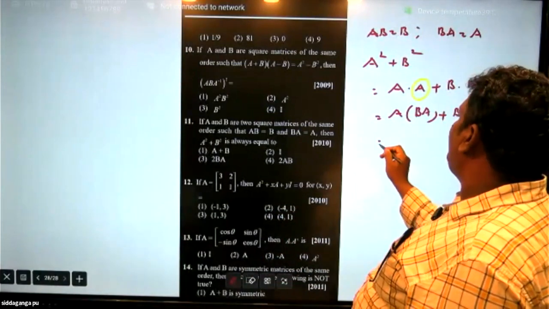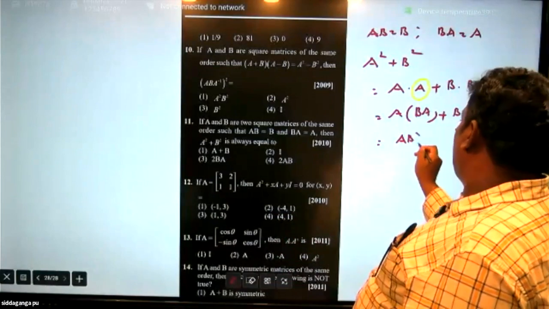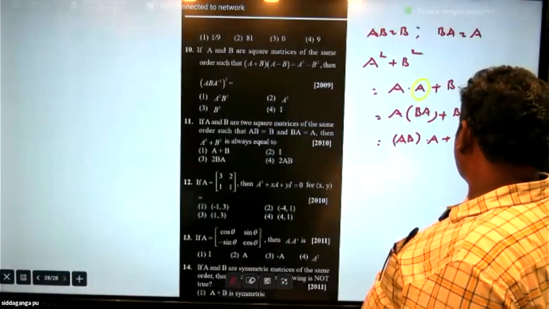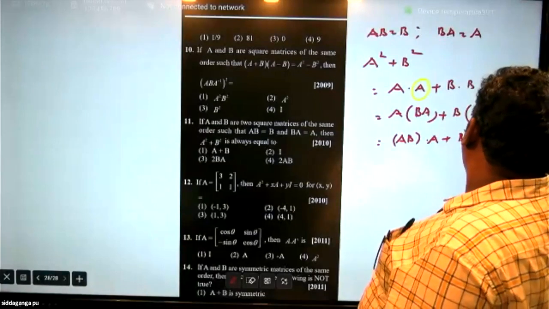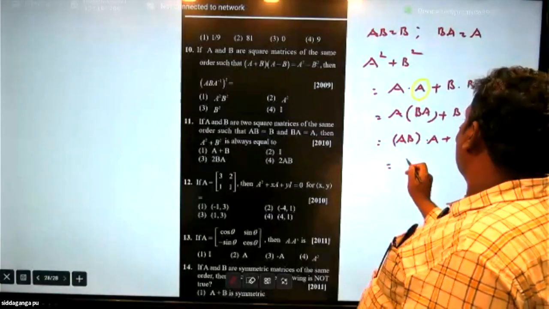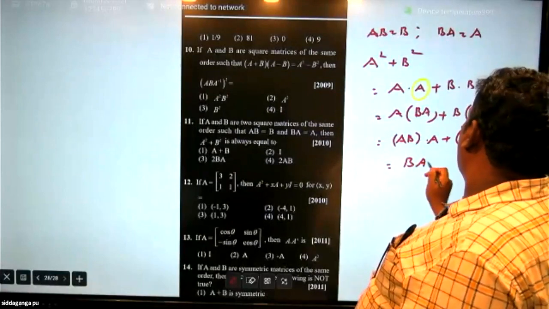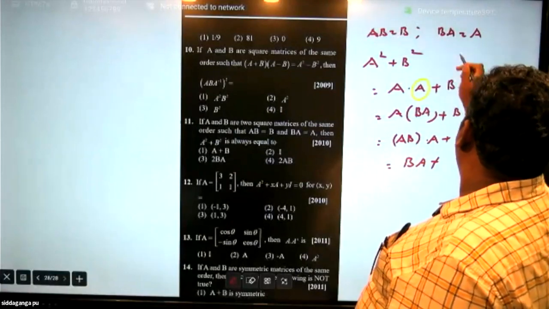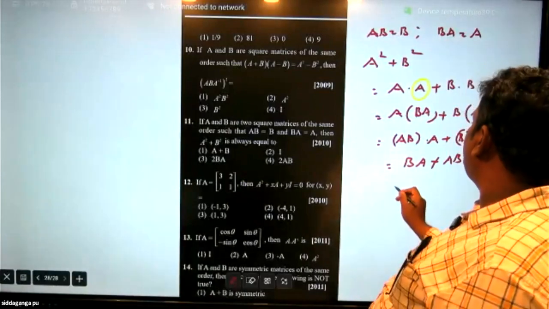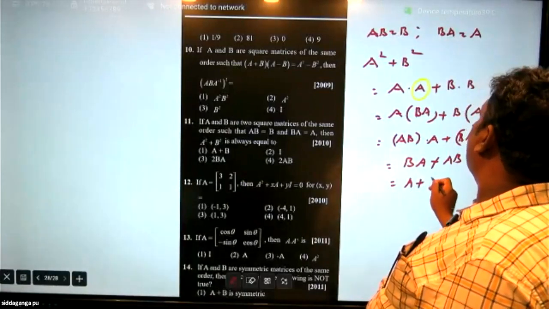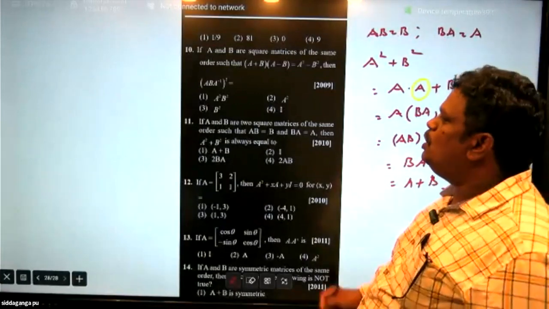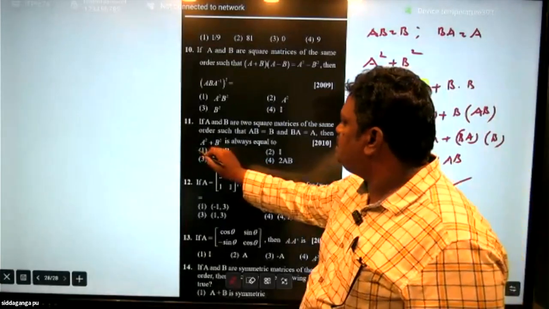Now you can make the pairs. First, AB into A, plus BA into B. What is given? AB is equal to B, so this becomes B. Plus BA is equal to A, so this becomes A. Now BA means A value, AB means B value. Finally, we get A plus B. So this is the answer, A plus B.